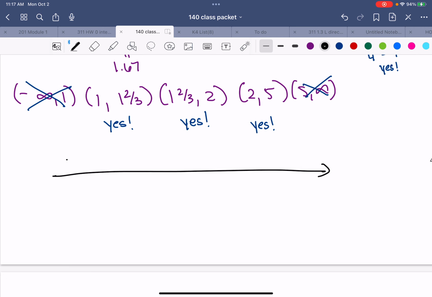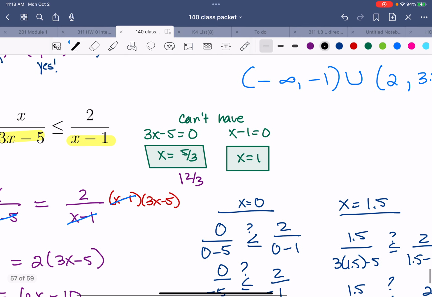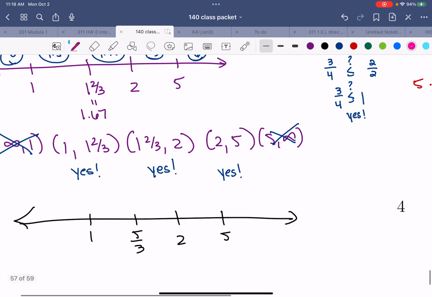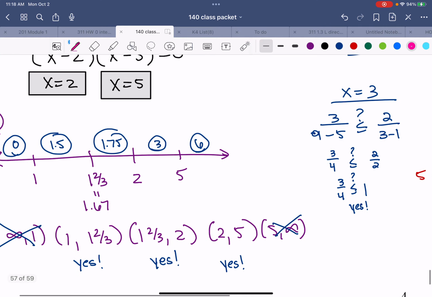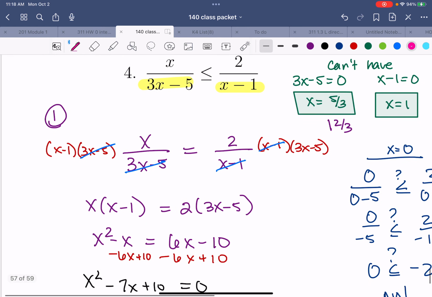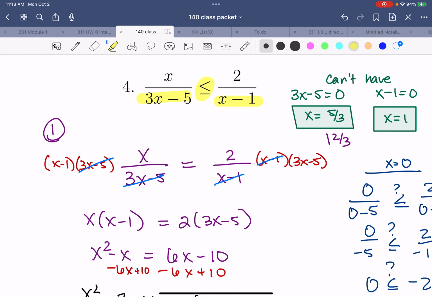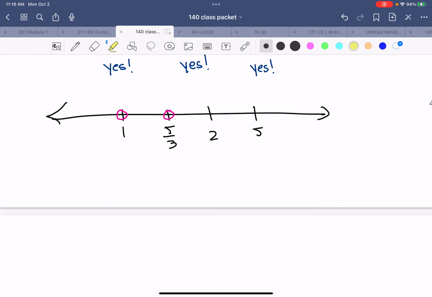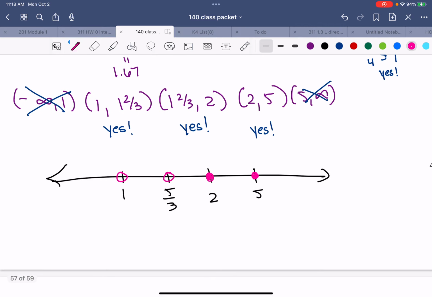So I've got my big number line here, and I've got 1, 5/3, 2, and 5 on it. And let's check our endpoints first. So going up to my green numbers up here, I can't have 5/3 or 1. So I'm going to leave open circles at 5/3 and 1. Then the 2 and the 5 came from my inequality, and my inequality was or equal to. So those get closed circles. And then when I'm looking at this, the first interval is a no, but the next 3 are yeses. So this one, and this one.